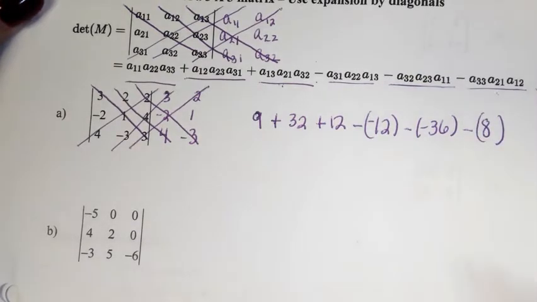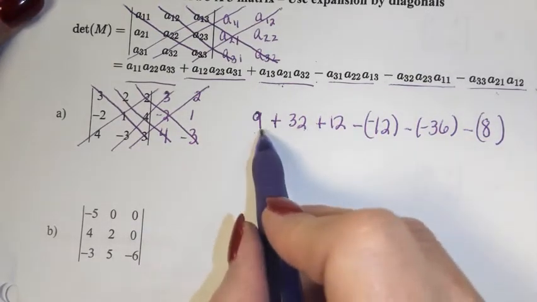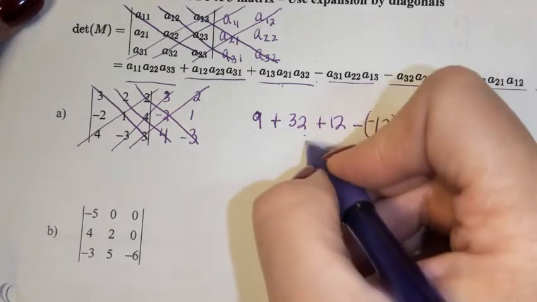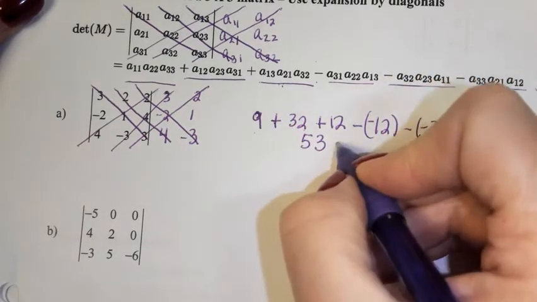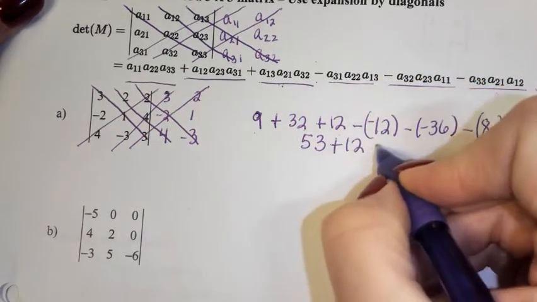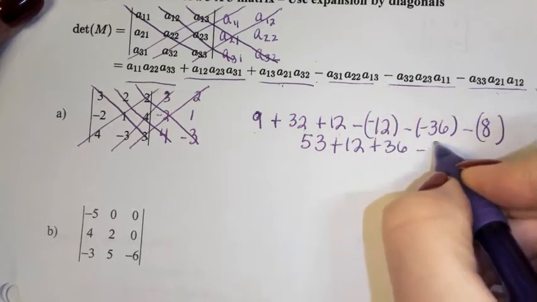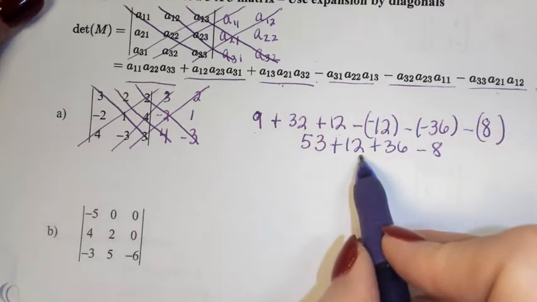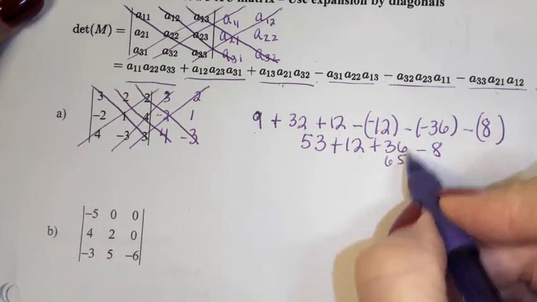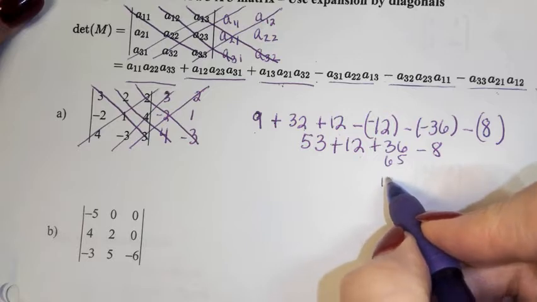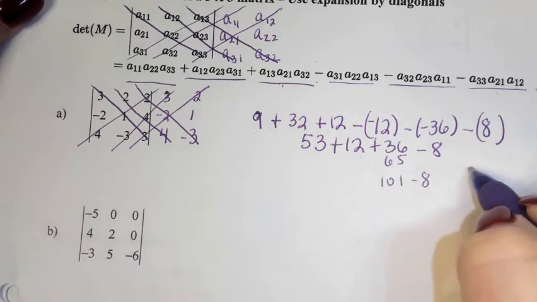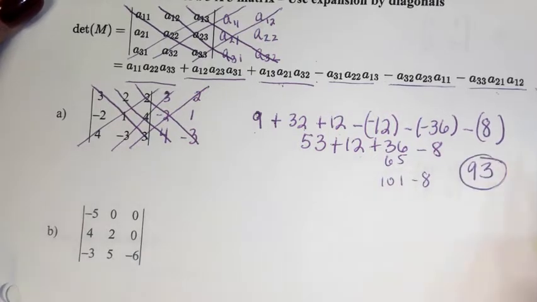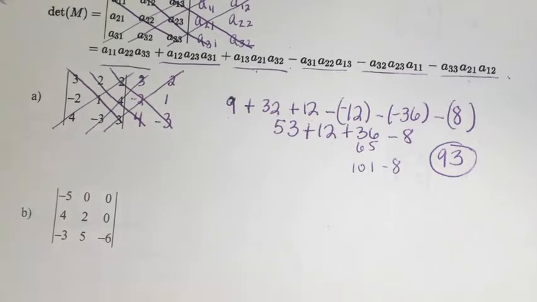And so if you want to get out a calculator at this point, you can, or you can just figure it out. That's going to be 41 and 12. That's going to be 53. And then we're going to have plus 12, plus 36, minus 8. What's that going to give us? 65 and 36. That's going to give us 101 minus 8. That's going to give us 93. Okay, so 93 is going to be the answer to that.